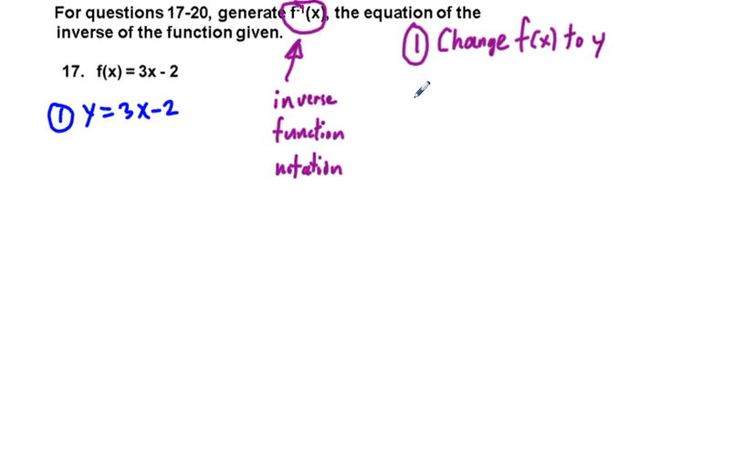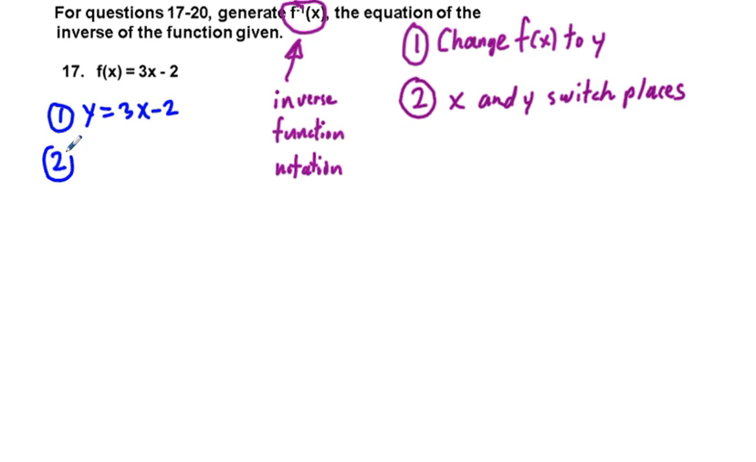Step two, x and y's switch places. So here we go. I'm going to put step two over here, and the switching places is going to be, instead of y equals 3x minus 2, we're going to have x equals 3y minus 2. Okay, now step three is solve for y.